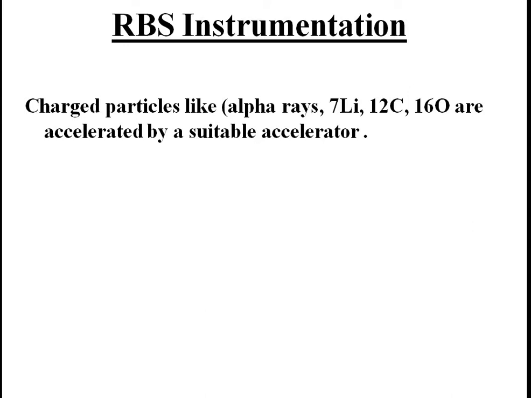How is this done? Usually charged particles like alpha rays, lithium ions, carbon ions, and oxygen ions are accelerated in a suitable accelerator. Usually a pelletron or a Van de Graaff accelerator is used, from which you get the requisite ions. And usually this is passed even through a tandem Van de Graaff accelerator. So you know the role of a tandem Van de Graaff accelerator.